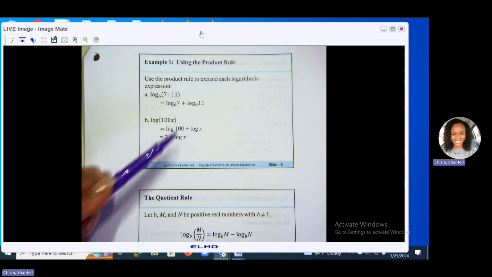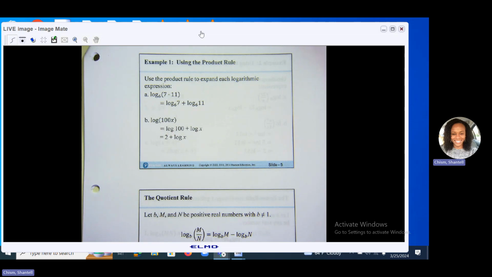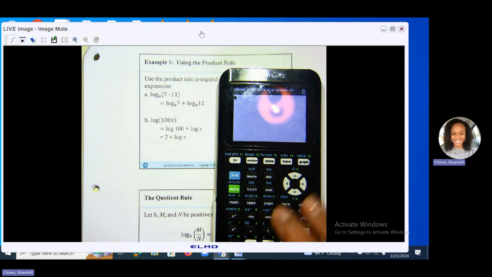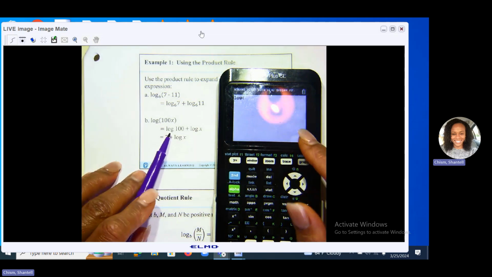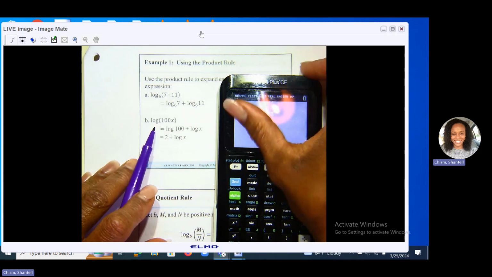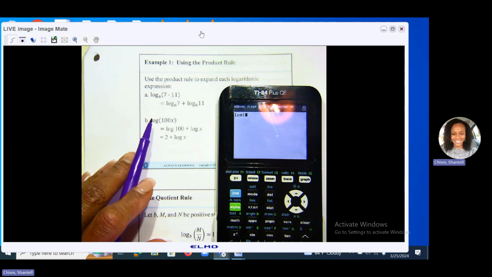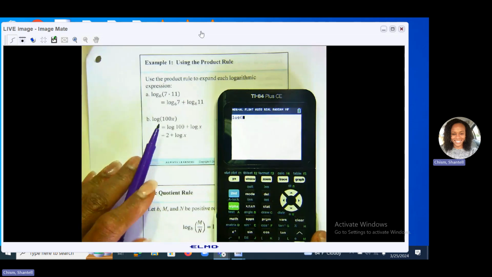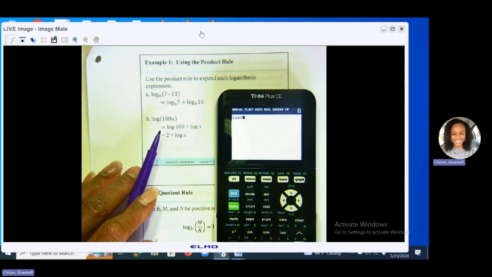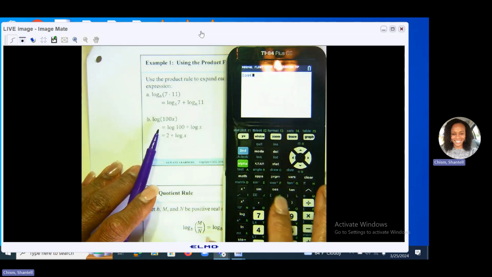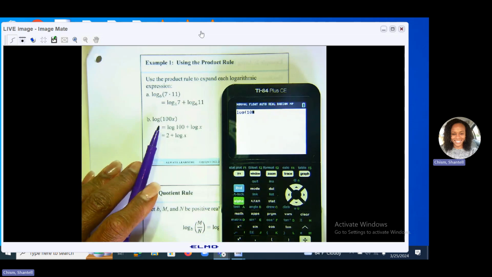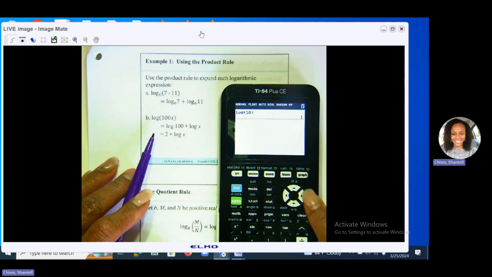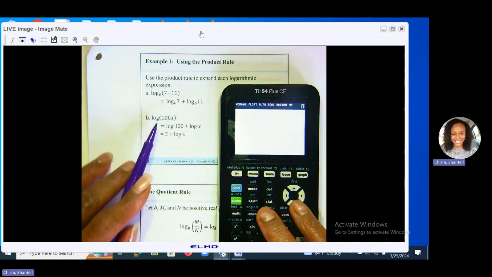Now, of course, like I said, you've got the technology. And I will put this in my calculator to just demonstrate that. So log, and remember, because it's a base 10, I can simply press the log key. The log key is right here. And then just enter 100. I entered 100.